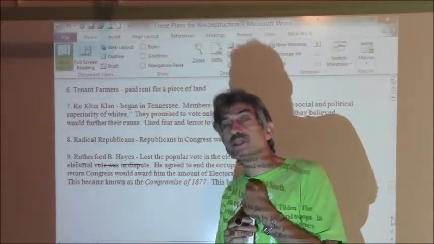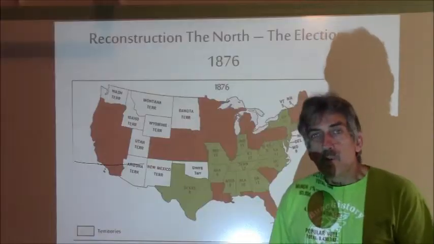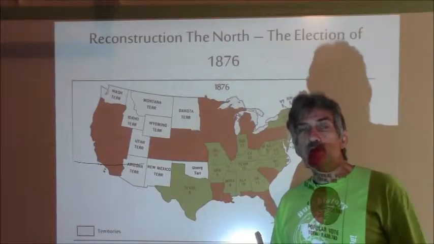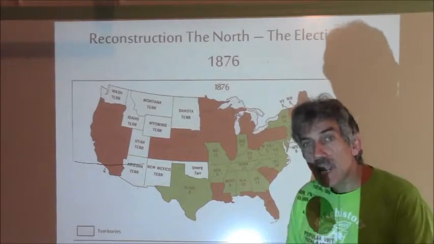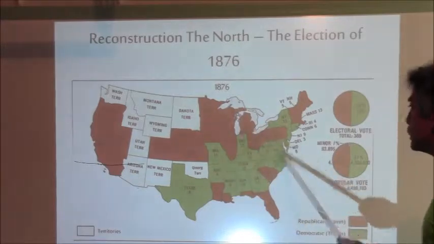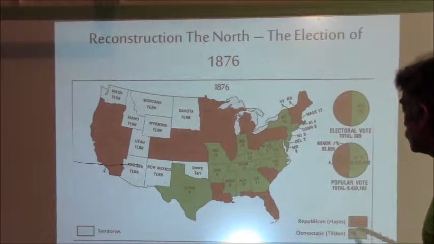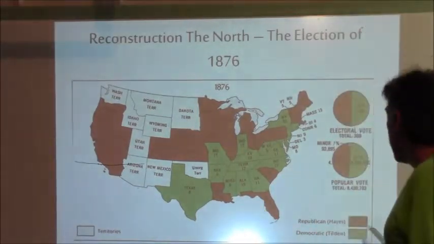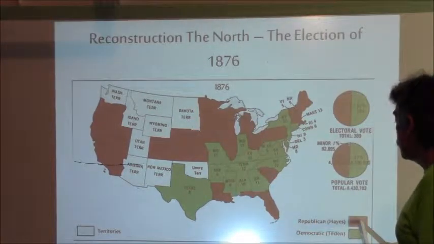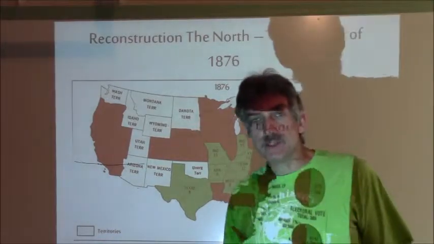Let's take a look at the electoral map. There's some interesting outcome with that. What you have behind me is the electoral map of the election of 1876. If you look carefully, you'll see it really is pretty even. The green is Samuel Tilden, the Democratic candidate for president of the United States. And the red is Rutherford B. Hayes, the Republican candidate for the president of the United States.